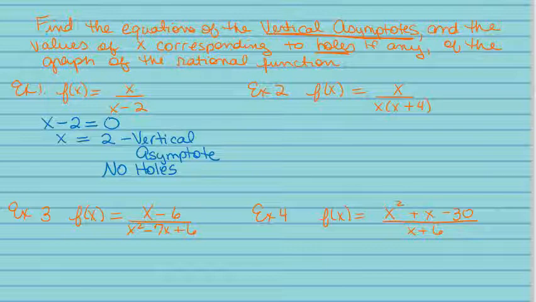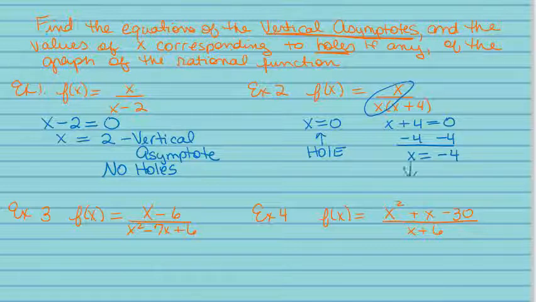Example number 2 has a vertical asymptote and a hole. So let's look at it so we can see the difference. x over x, that's what we're looking for, a hole. x equals 0, x plus 4 equals 0. This is a hole, and then subtract 4 on both sides. x equals negative 4 is the vertical asymptote. Remember, this common factor produces a hole.